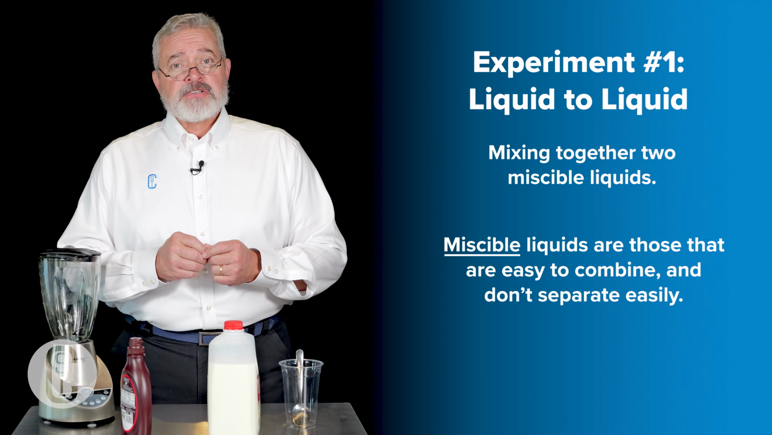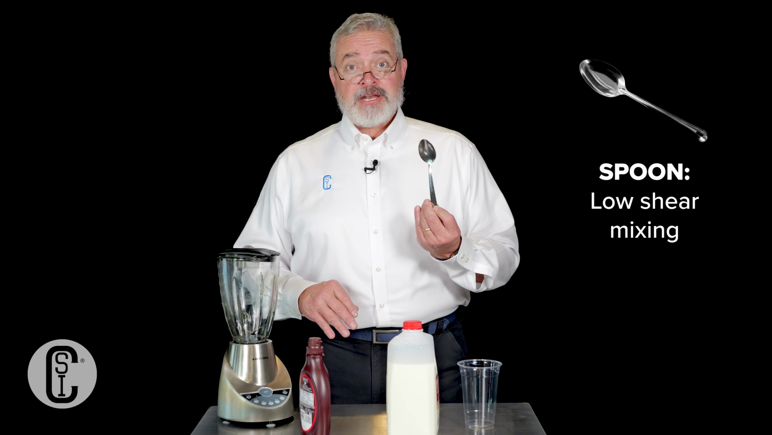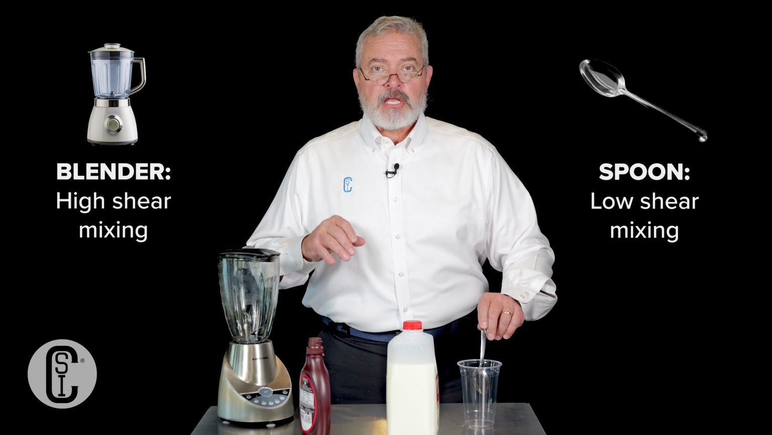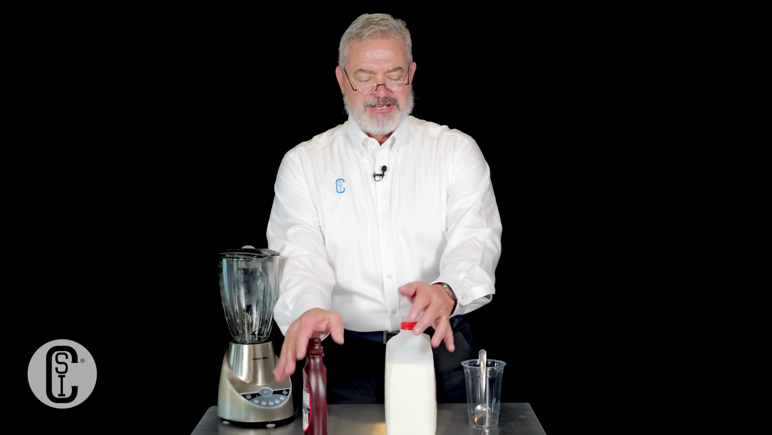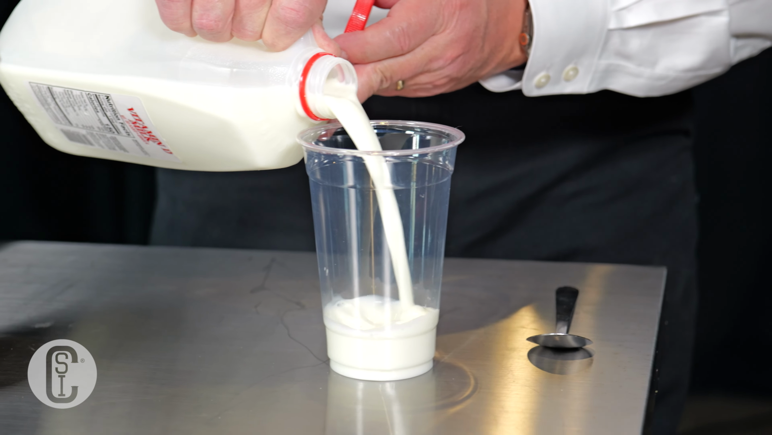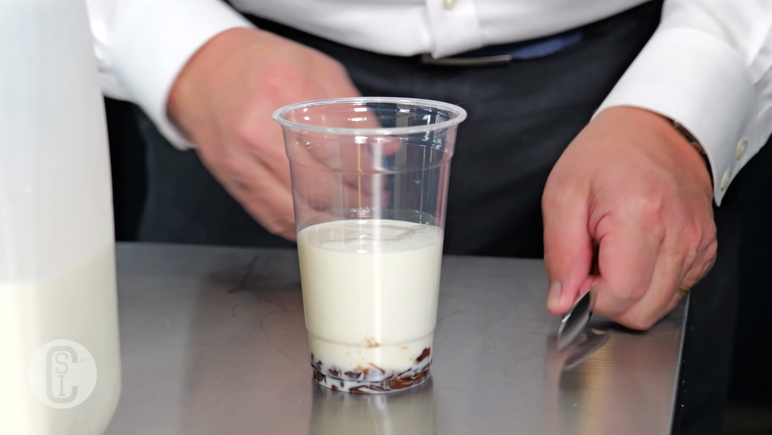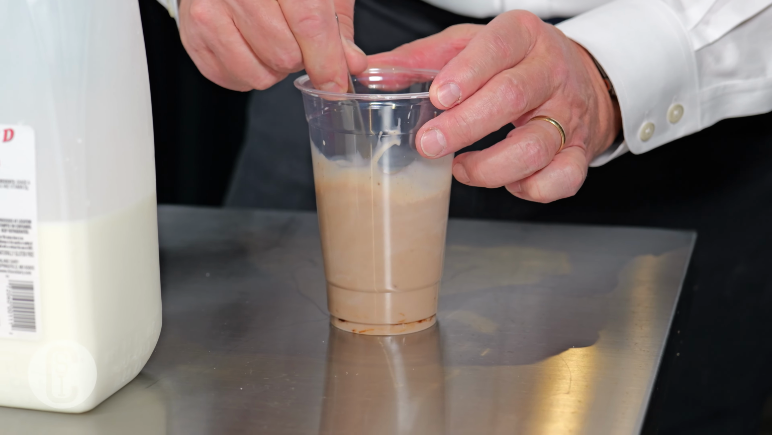Since I can't take you into a factory, I'm going to go ahead and do this experiment here on a small scale. Again, using my spoon to represent low shear blending and a blender to represent high shear. The liquids we're going to be blending today are milk and chocolate syrup. Something I'm sure we've all done 100 times when we were children. So first we're going to start with adding our milk and then taking our chocolate syrup and giving it a good stir. Again, this represents a low shear blending operation. Two liquids, easily mixed, two liquids that are miscible.